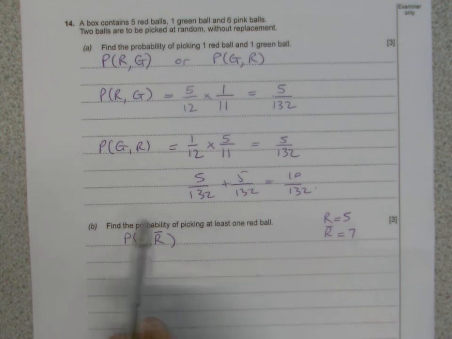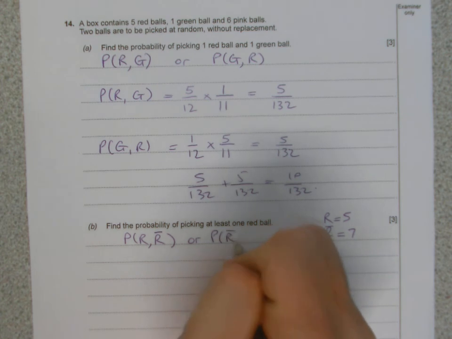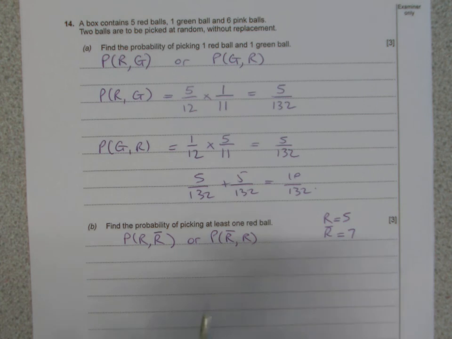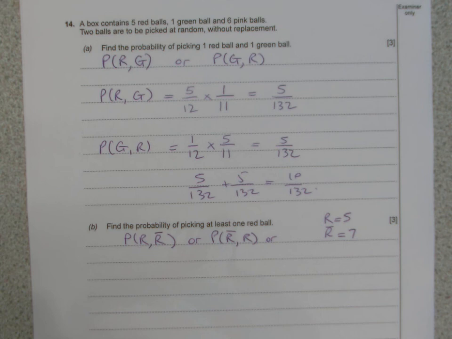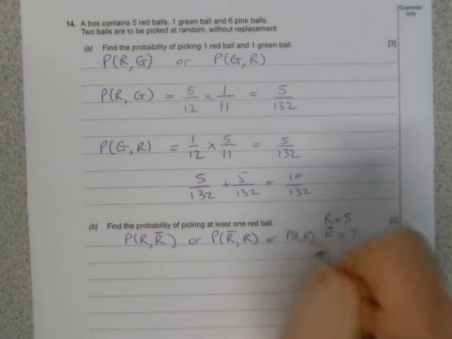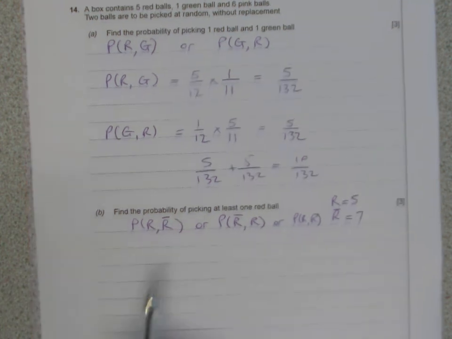All right, so at least one of them being red. Well, I could have it this way, or of course the first one doesn't have to be red. The second one could be red, couldn't it? Or there is actually one more possibility. If you think about it, at least 1 red. Well, both of them could be red, couldn't they? Yeah? Both of them could be red. So you need to consider that as well. So let's go through it.